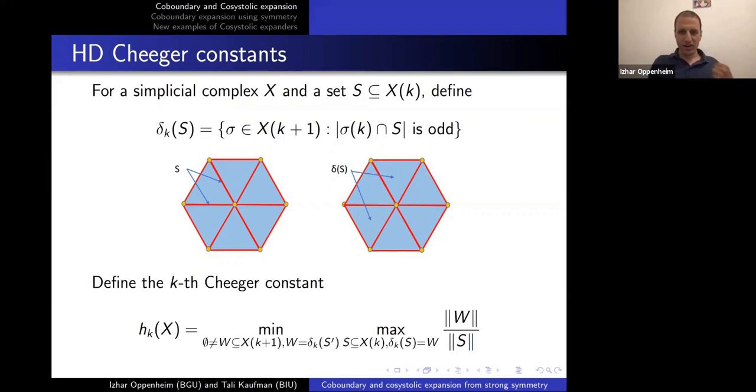And the kth Cheeger constant is defined in a similar way as before. So I look at the sets W of k-dimensional faces of simplexes of dimension k plus 1, which are cut sets, which come from cut sets one dimension lower. And I look at the ratio, how large a cut set could be compared to the set which it originated from, and I need some weight. So this size is accounting for some degrees.